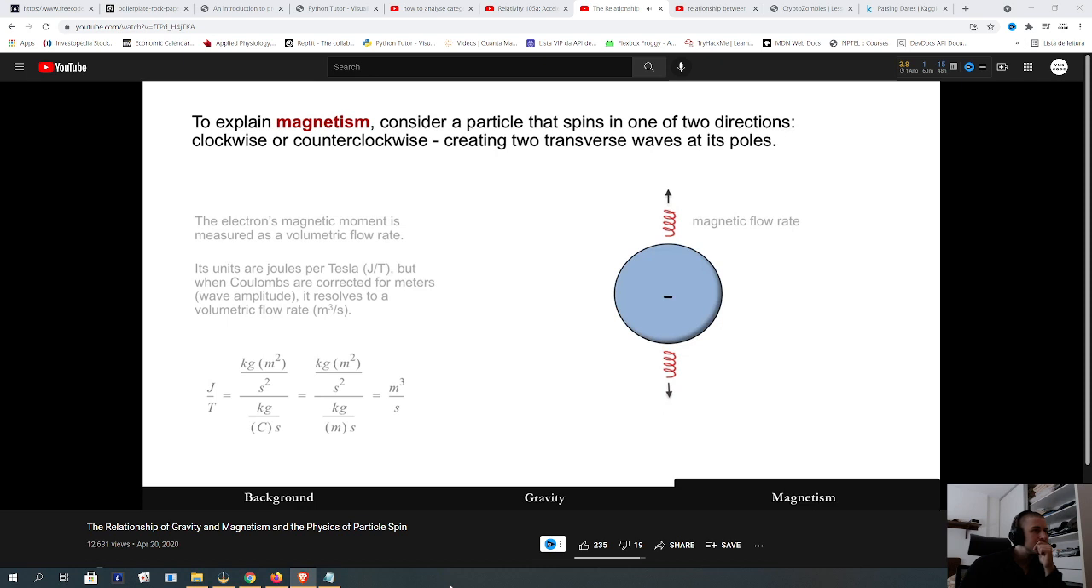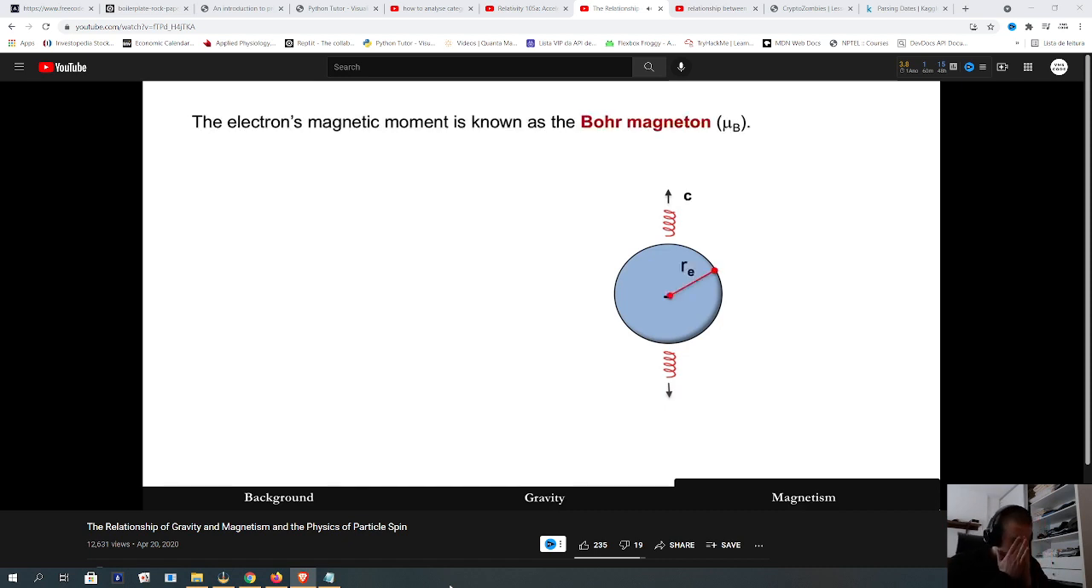And wave amplitude is distance, right? So meters in SI units. When you do that conversion, you can see joules per Tesla there at the bottom left. It becomes a volumetric flow rate, meters cubed per second, which makes a lot more sense to explain magnetism now. It's flowing out of the electron at that rate. And what is the electron's magnetic moment? It's known as the Bohr magneton.